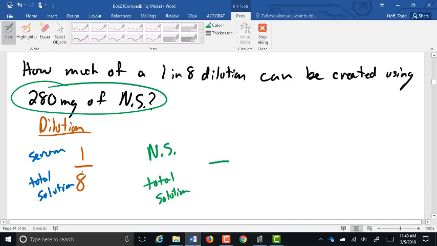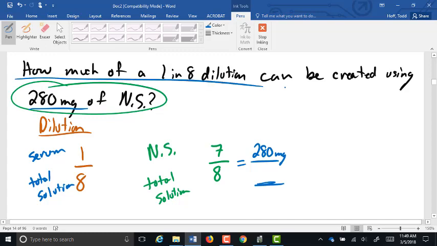So our ratio of saline, if one part out of the 8, there's still 8 total parts. If one part out of the 8 is serum, 8 minus 1, or 7 parts is the saline. So then on the other side, the 280 milligrams of saline matches up with that. And we have to make sure, are we looking for the total solution? And we are. How much of a 1 in 8 dilution? How much of that dilution is asking how much of that total solution can we create? So then we go ahead and cross multiply and divide. 8 times 280 divided by 7 is 320 milligrams.